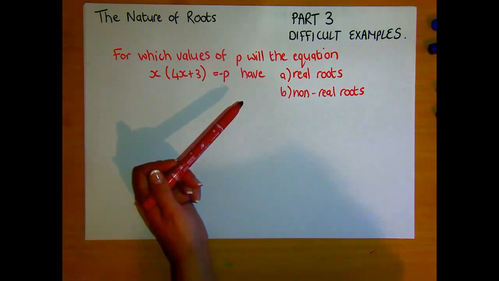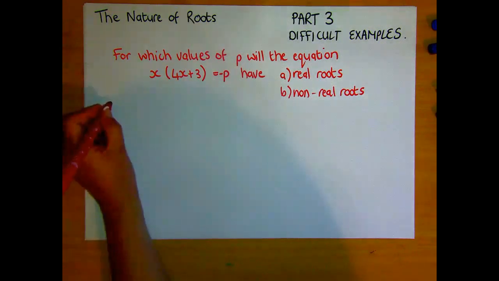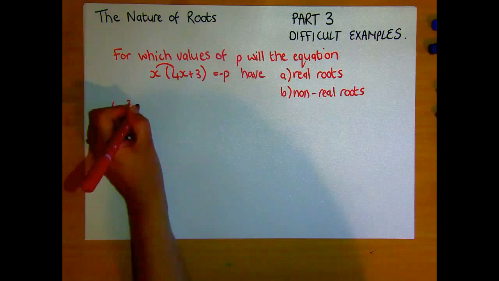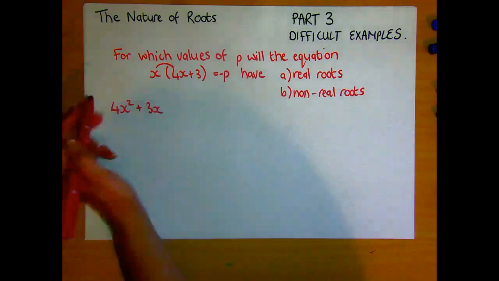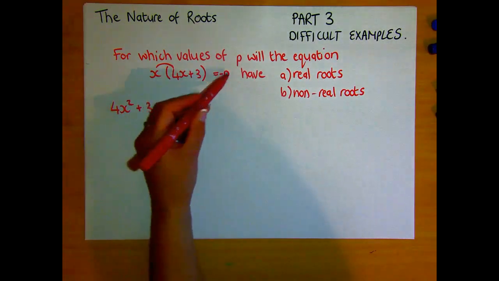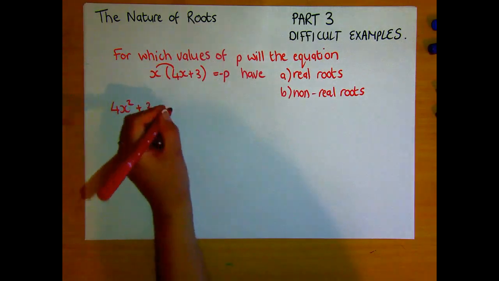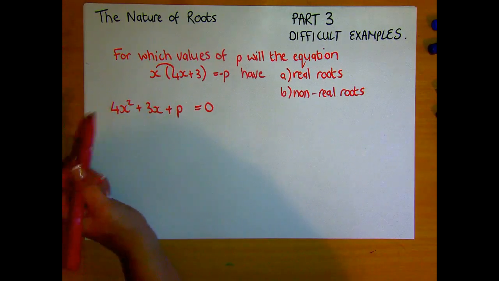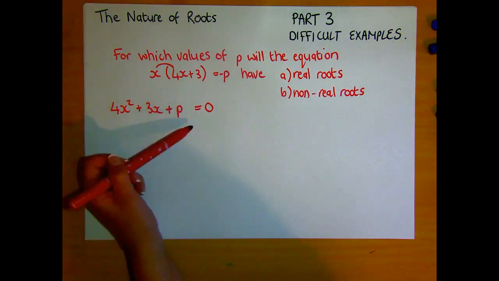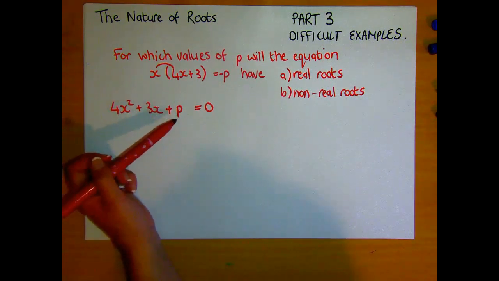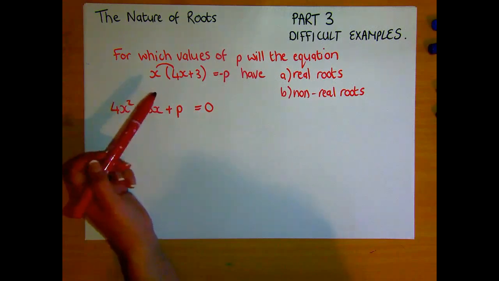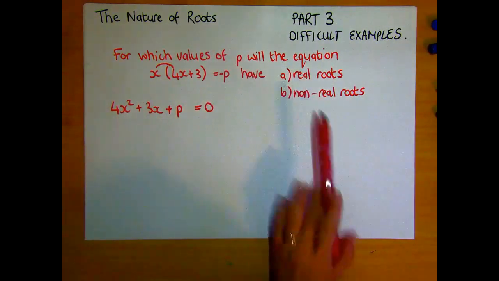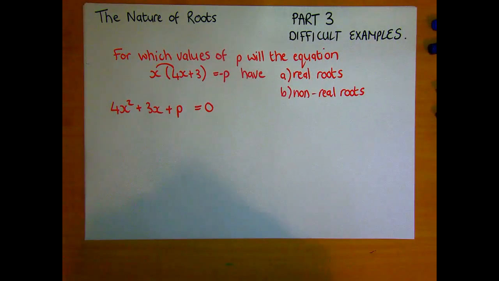Okay, so in doing that, I'm going to end up with 4x squared plus 3x. Okay, so that's that one worked out. And then I'm going to put my p on the left hand side, so it's going to be plus p equals 0. So now I've got a full quadratic. Yes, I don't have exactly what p is, but that's part of the question, is to say, well, what would p have to be to get real roots or non-real roots? So we need to remember our theory about those two, and then we can answer at the end.